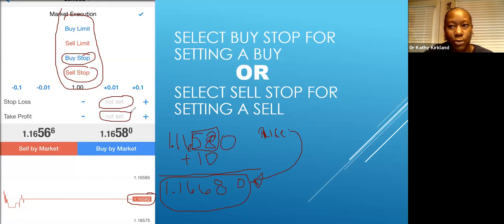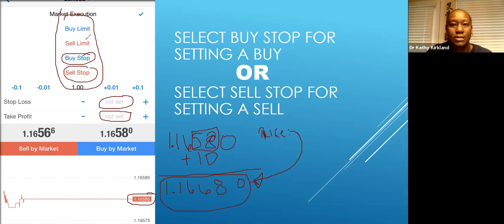Now, if you have an Android, you would put the number in the center. There's a center number up there where price goes. And then on each side, there's a green line and there's a red line. Your stop loss goes on the red line, your take profit goes on the green line. Okay, so that is how you would do the buy stop.